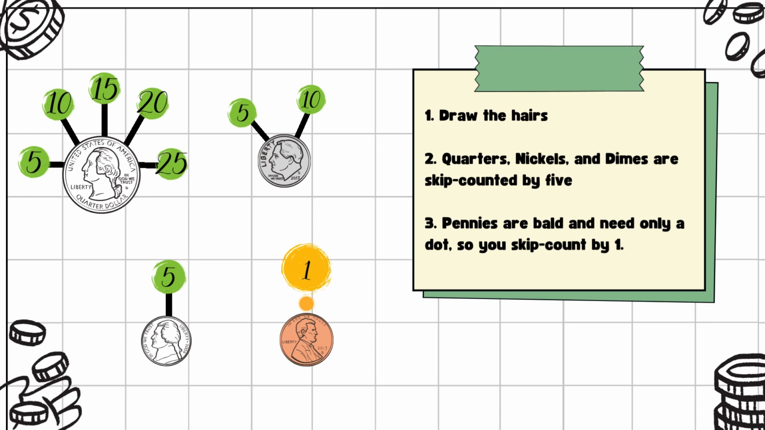Hope you enjoyed this, and remember this is a training wheel strategy, meaning that this strategy is to be used to help you count coin values. But as you keep practicing counting the coins, you will be able to do so and not use this strategy anymore.